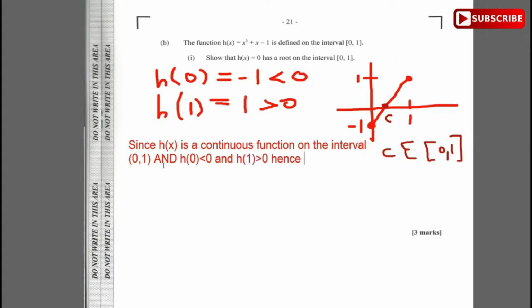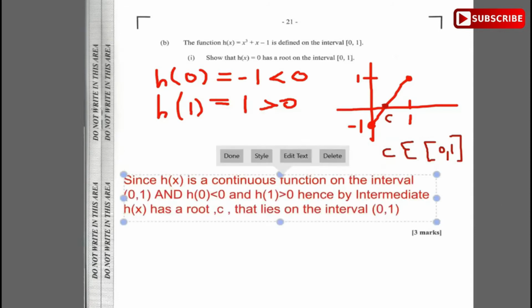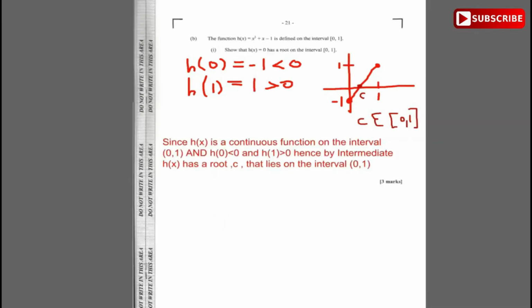Hence, by intermediate value theorem, h of x has a root c. You can say it has a root c that lies on the interval 0, 1. So that's the intermediate value theorem. All right, nice and easy, solved. Let's continue with this question now.